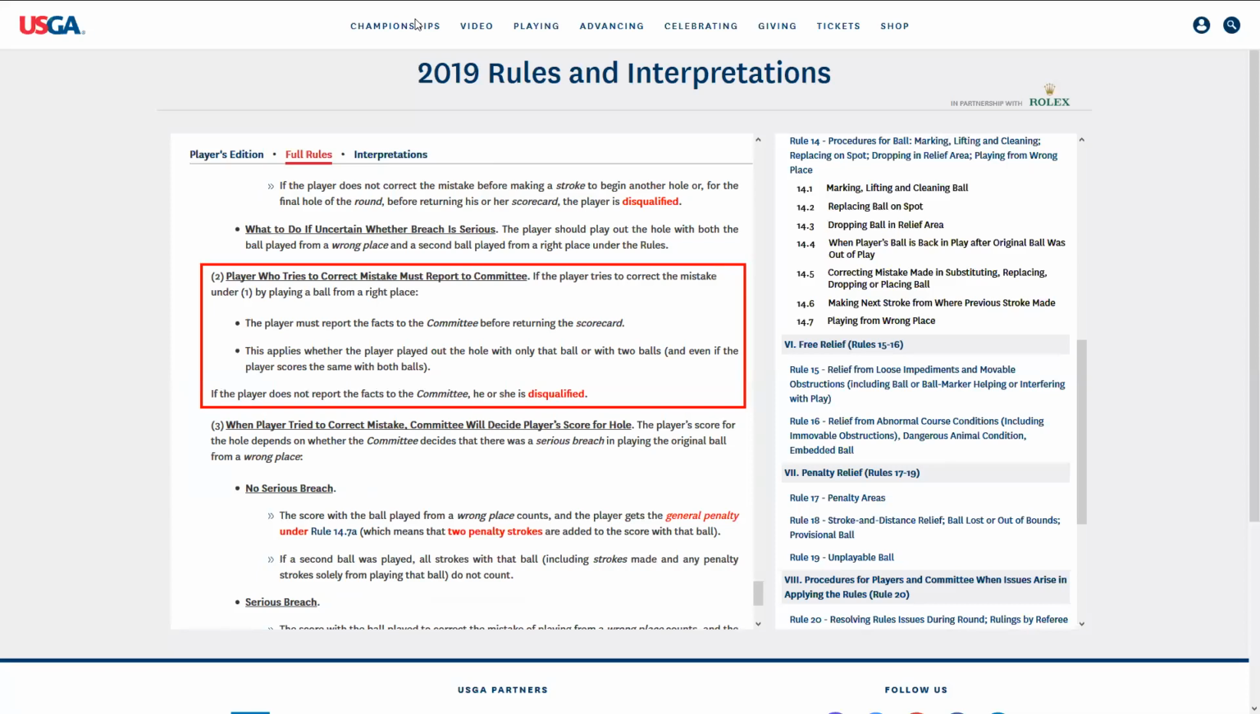In other words, if you attempt to correct, you have to report to the committee. If you don't report to the committee, you're disqualified. Even if you get a 6 with both balls, you still have to tell the committee, I played 2 balls. And then they sift through it and they say, okay, you got a 6 in the hole, and then you write 6 on your scorecard.